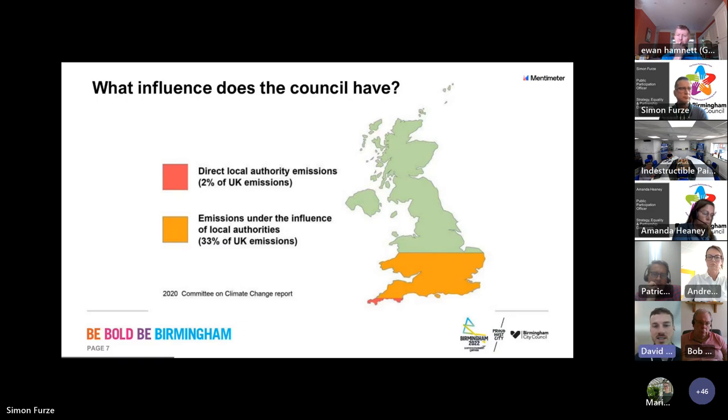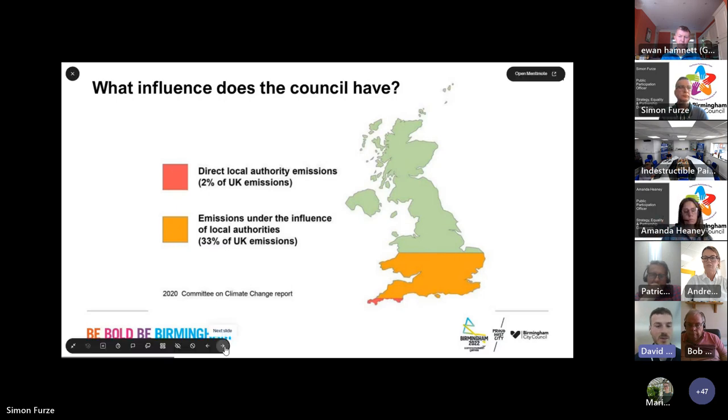So these stats here are about what level of influence councils have over emissions. We've made this target of net zero. How much do we actually control? Well, it's estimated that local authorities on average directly control about 2% of UK emissions, and have about a third under their influence. That's the level of influence, I guess. In Birmingham, that's a little bit higher. We contribute about 9% of the city's emissions because we're a much bigger local authority. But it's just a frame that we don't control everything. So it's a citywide goal that involves everyone.